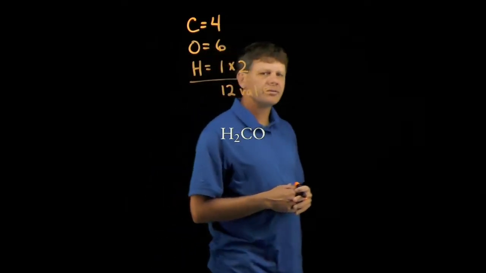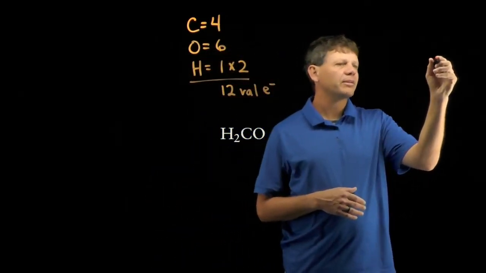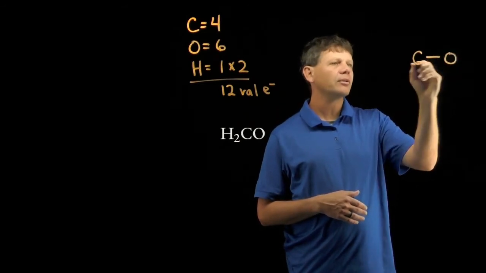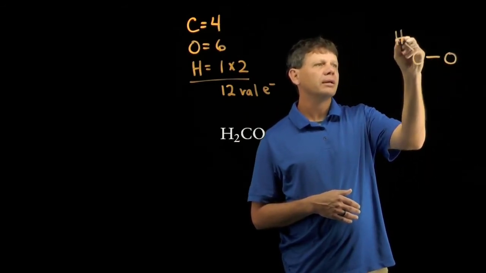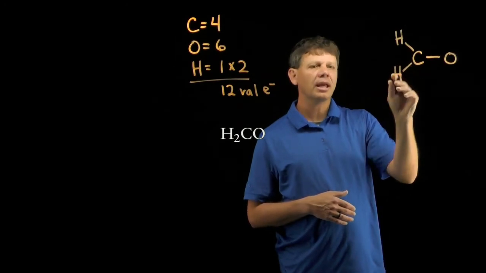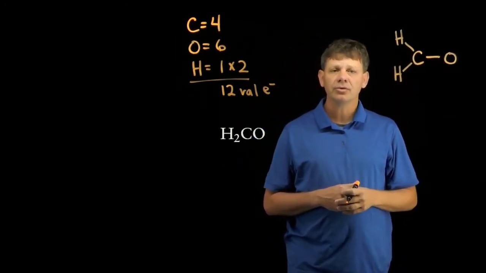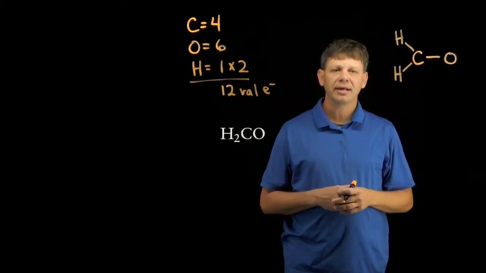Carbon, being the least electronegative atom, is going to be at the center of this Lewis structure, and so we can go ahead and attach it to the oxygen, the hydrogen, and the hydrogen using a 2-electron covalent bond. At this point, we've used a total of 6 valence electrons.